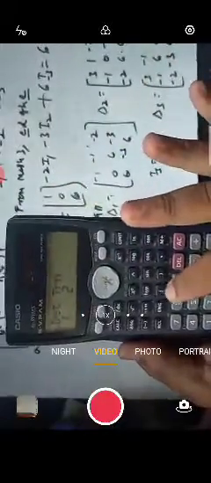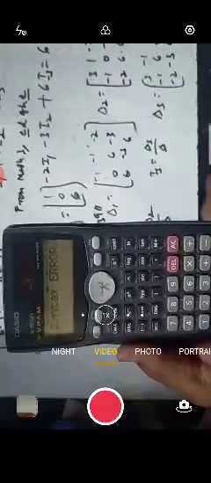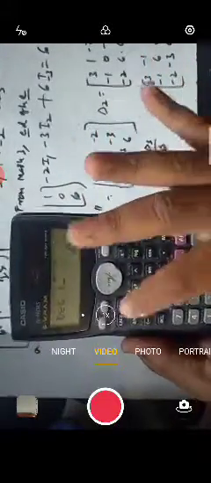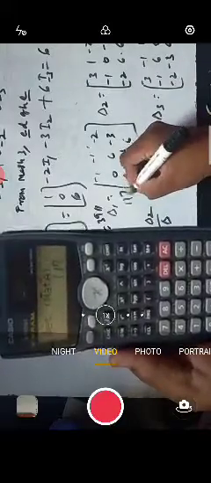Shift 4, this button, determinant I have to find, open bracket, again press shift 4, matrix, which matrix? A matrix. Syntax error showing. See, on the second attempt it will display the answer. Need not worry. Shift 4, determinant, open bracket, shift 4, 3, matrix A. See, this is 117. The value of delta 1 is 117.